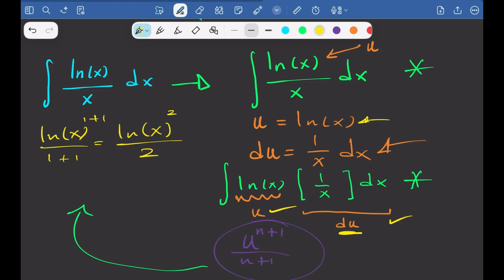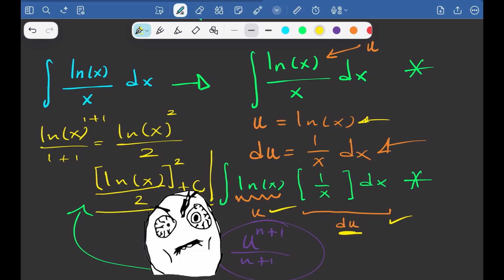Then we are done. No, we are not done. Remember what we are missing, what is important when we present an integral result: we need to add the integration constant. Then the correct result would be logarithm of x, everything squared and divided by 2, plus c. This would be our result of what we were asked at the beginning. The integral of logarithm of x over x times dx is equal to the logarithm of x squared over 2 plus c. Okay, all agree.